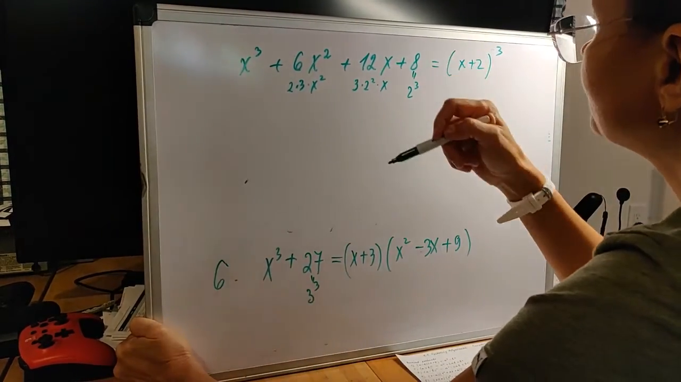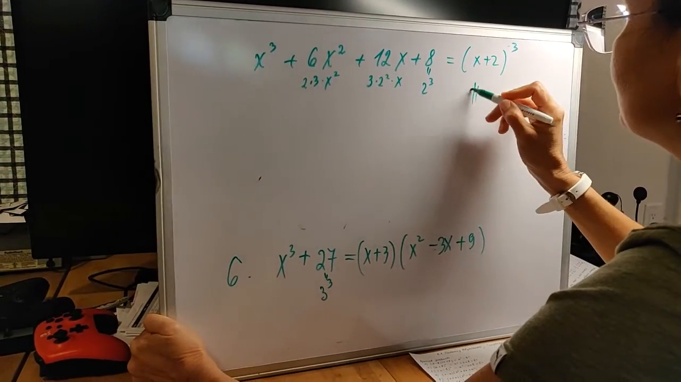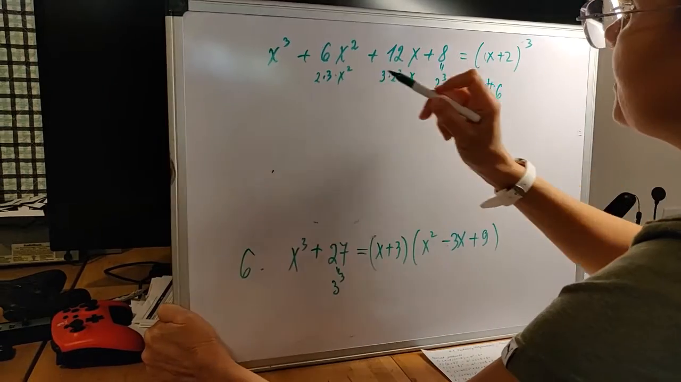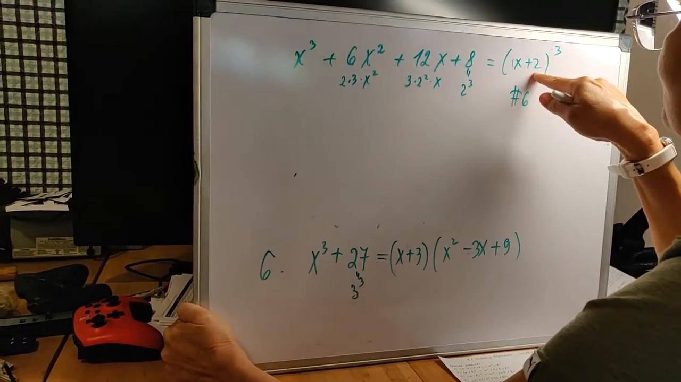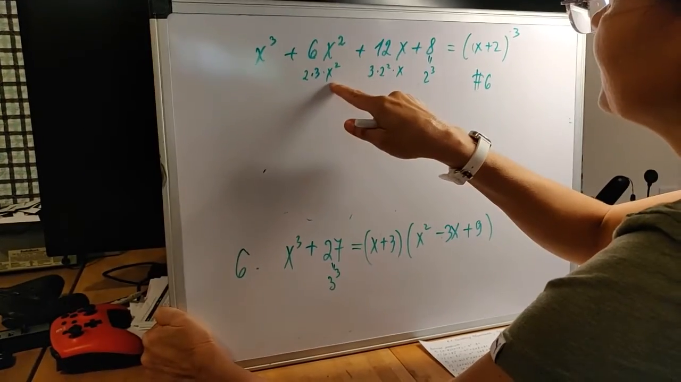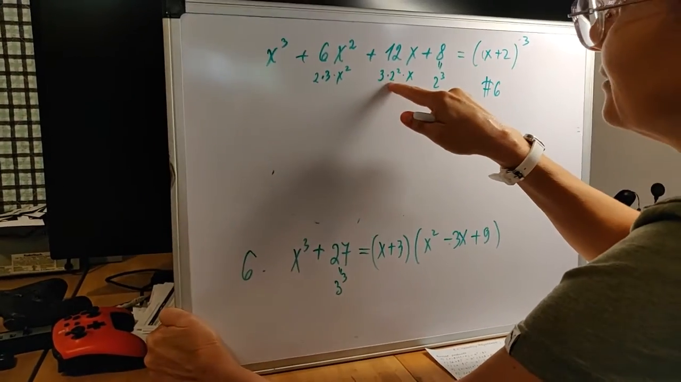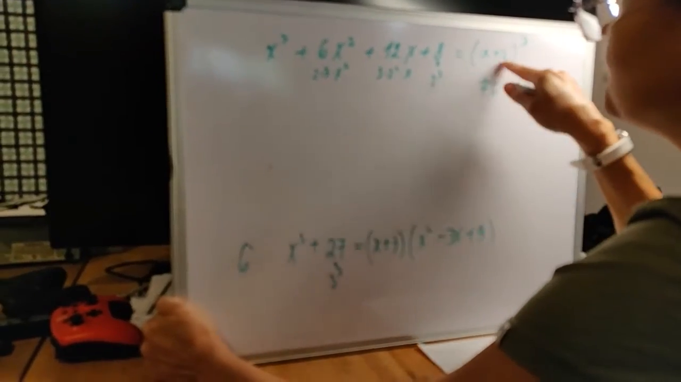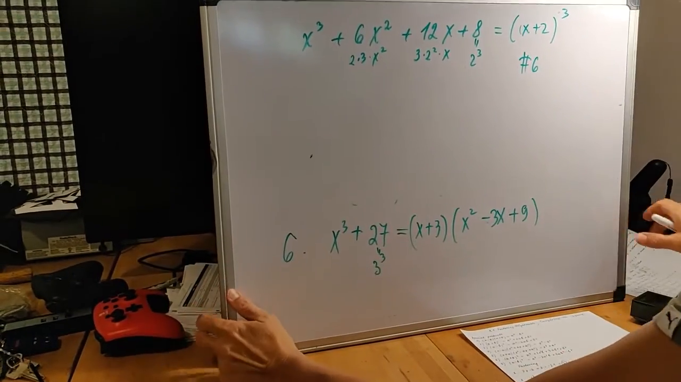Well, if you compare it to the formula, and that was formula number 6 in our list, we're going to see that's x cubed. Yes, that's x cubed. The next one is 3, 2 multiplied by x squared. Well, 3, 2, x squared. The next one is 3, x multiplied by 2 squared, and that's 3, 2 squared, and x. And the last one is 2 cubed. Okay? Sorry, my board is moving a little bit.